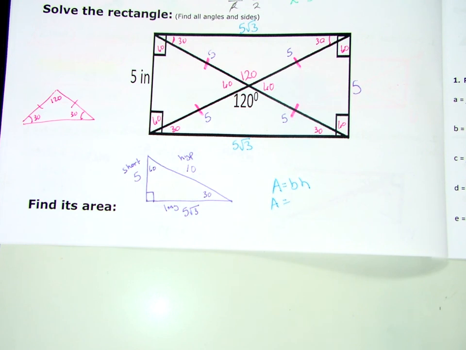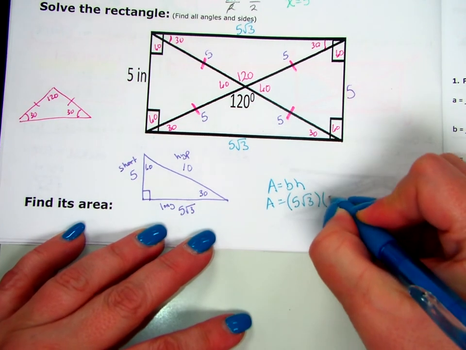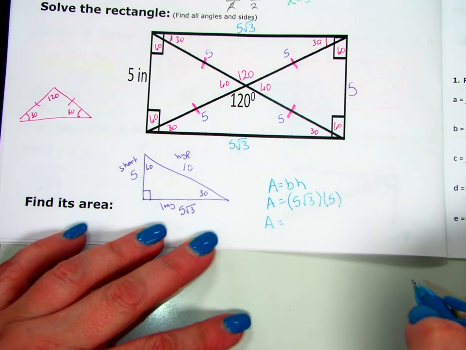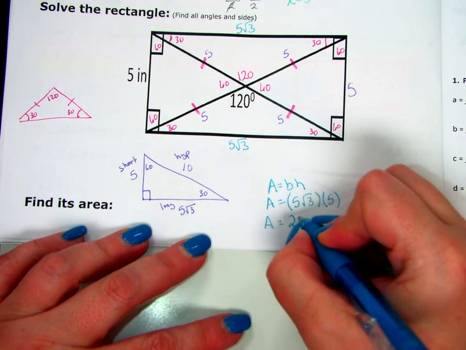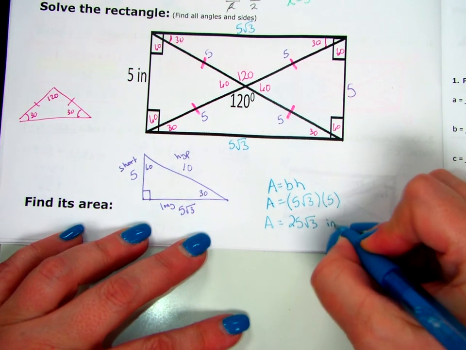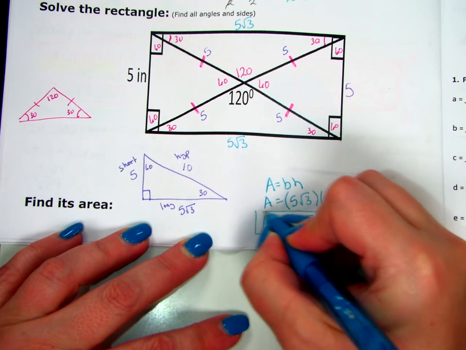All right, my base is 5 square roots of 3. My height is 5. If I don't want to get a calculator out, then I just multiply those coefficients together. 5 times 5, square roots of 3. Inches squared. And that's the exact answer. If it asked me for exact, that would be it.